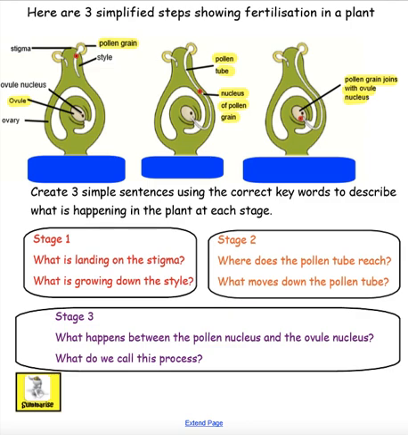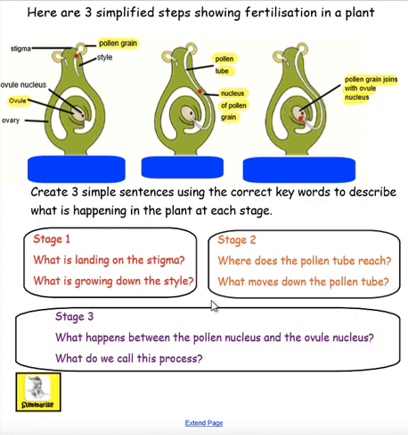So here are 3 simplified steps that show fertilisation in a plant. We've got the first stage where we've got a pollen grain that has landed on the top of the stigma, and we've got something here that is starting to come down through the stigma to the style, through the style to the ovary. And when that pollen starts to move down, we get this pollen tube created. The nucleus of the pollen grain moves down towards this ovary. And once that pollen gets to the ovary, what is it going to join with?